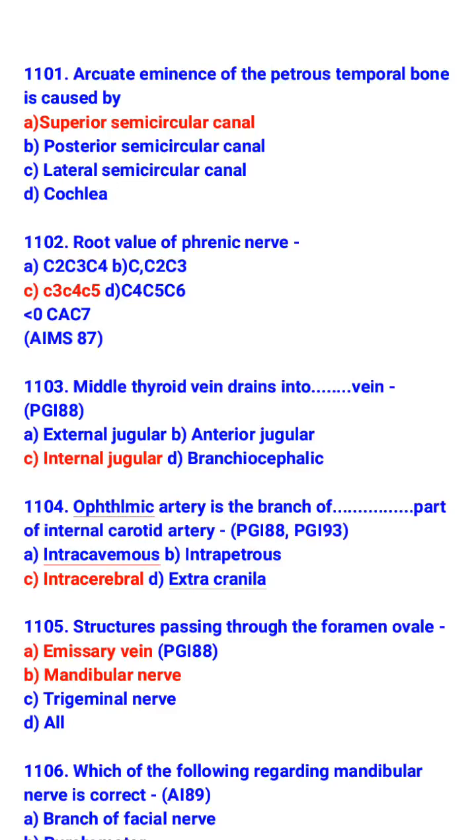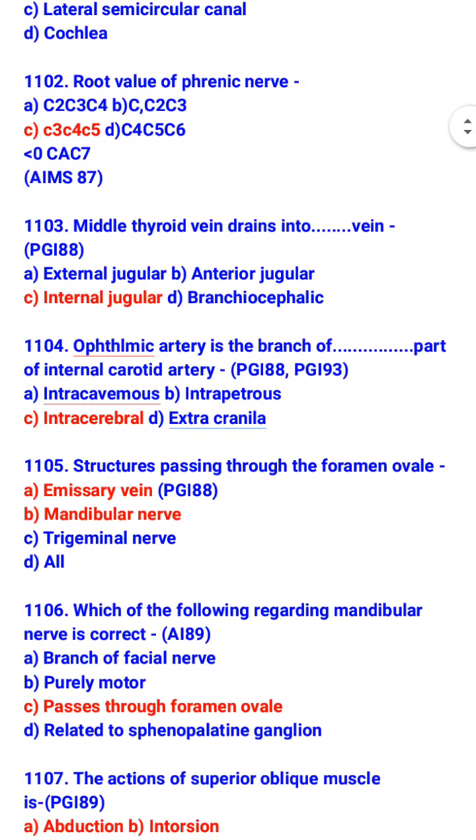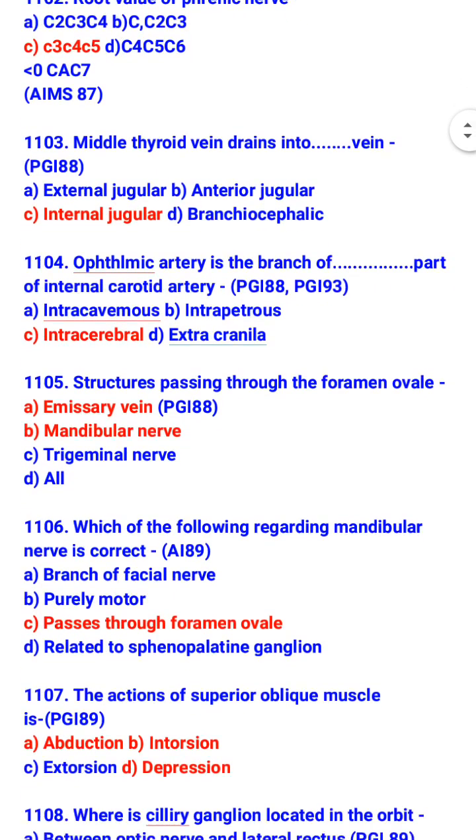Arcuate eminence of the petrous temporal bone is caused by superior semicircular canal. Root value of phrenic nerve is C3, C4, C5. Middle thyroid vein drains into internal jugular vein. Ophthalmic artery is the branch of intracerebral part. Structures passing through the foramen ovale are emissary vein and mandibular nerve.